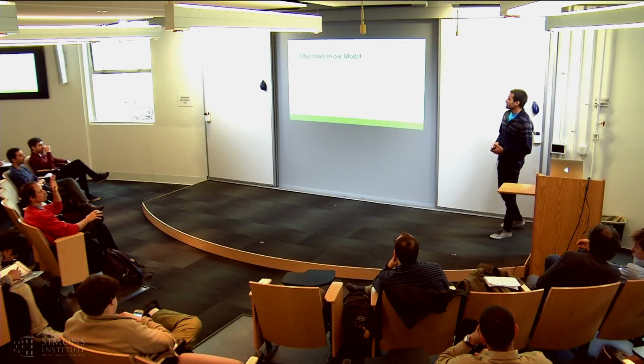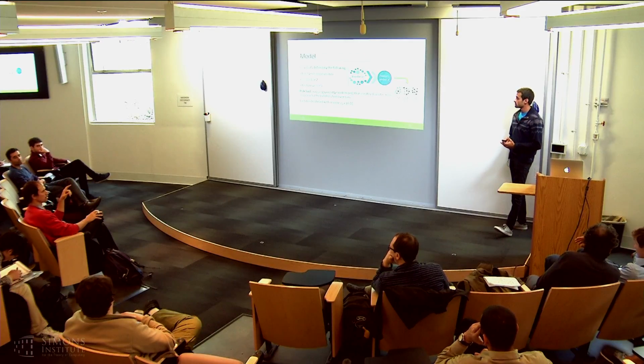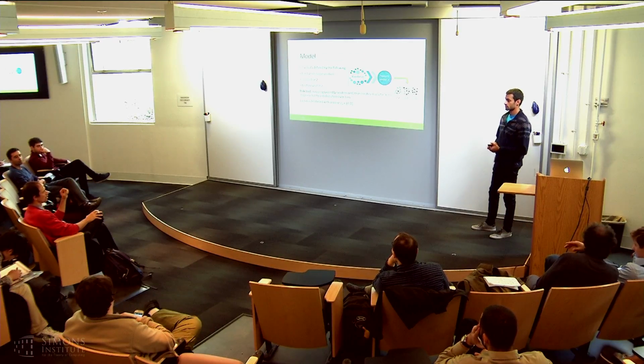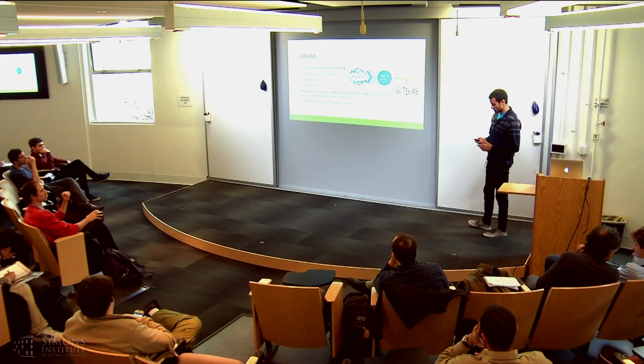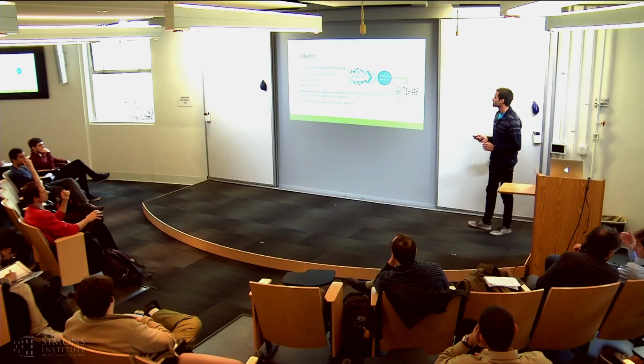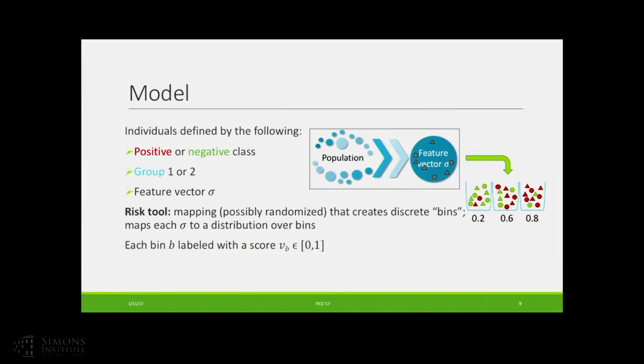Okay, so when you see the samples, you don't know if they're positive or negative, right? You just see the feature vector sigma. And what we'll allow is that sigma may or may not include information about group. So I will allow for you actually to tell me, here are all the men and here are all the women. That can be encoded into sigma.